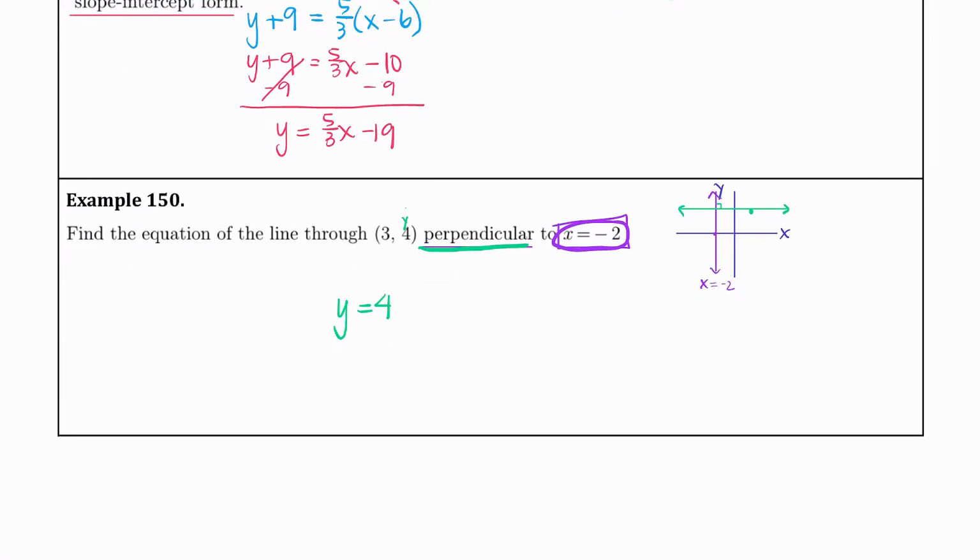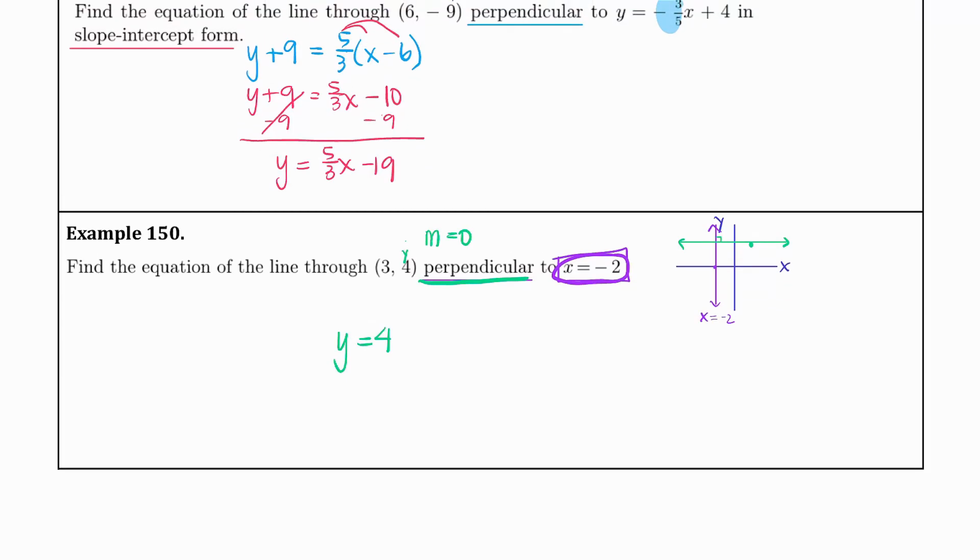We would get the same thing if we went ahead and used the point-slope formula. We would just say that the slope that we want is 0 because we want it to be a horizontal line. So that's how we can use the concepts of parallel and perpendicular lines to help us either find slopes or write equations of specific lines.